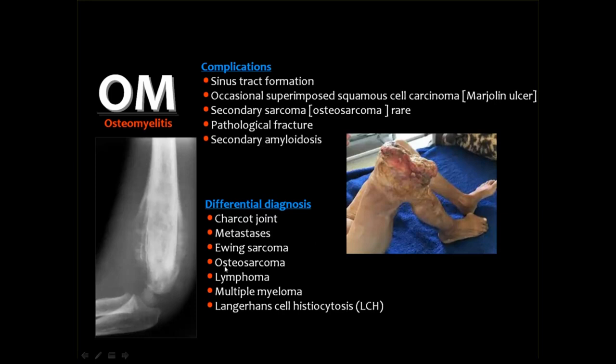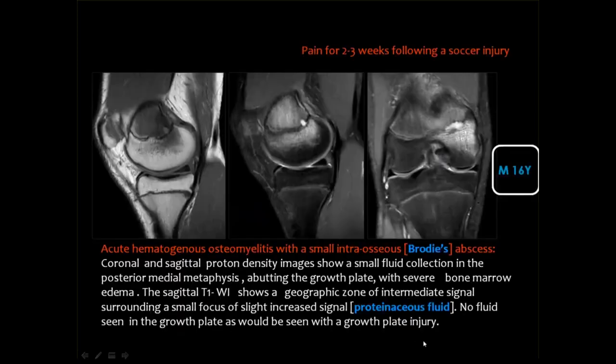The differential diagnosis of osteomyelitis, especially in the chronic phase, may include the Charcot joint, which we'll describe in detail, then bone metastasis, Ewing sarcoma, osteosarcoma, bone lymphoma, maybe multiple myeloma, and histiocytosis.